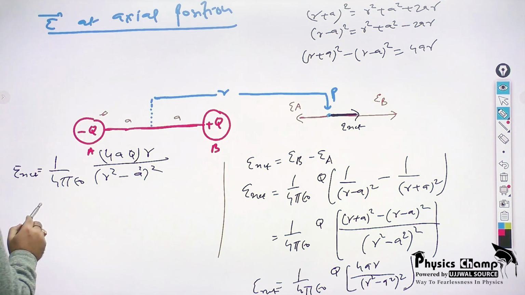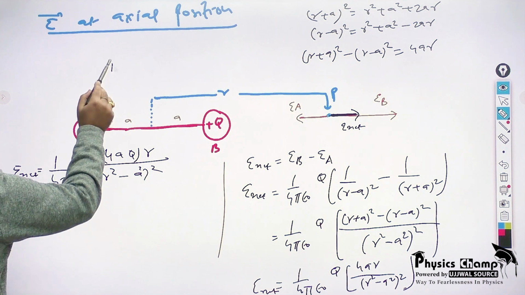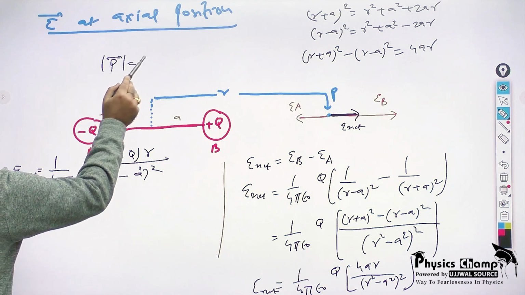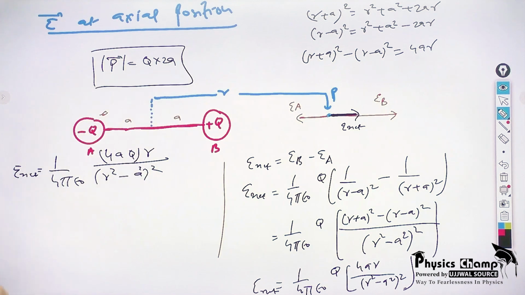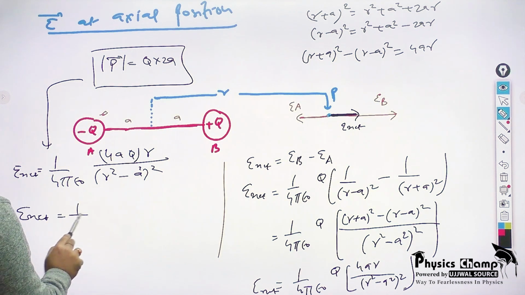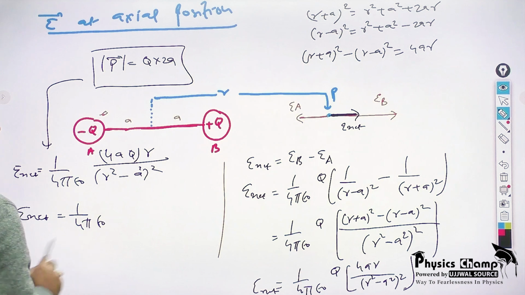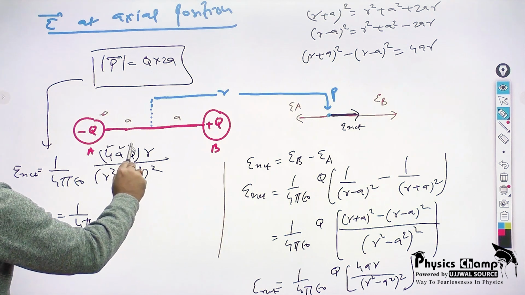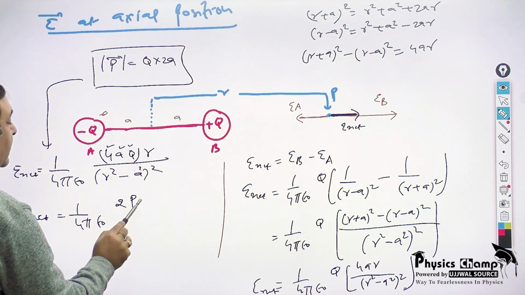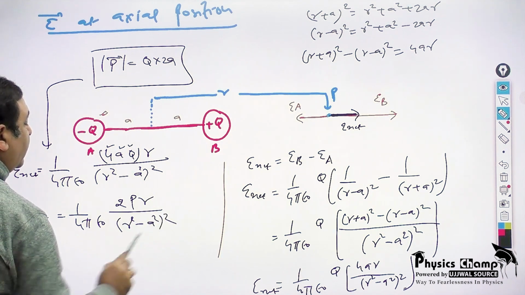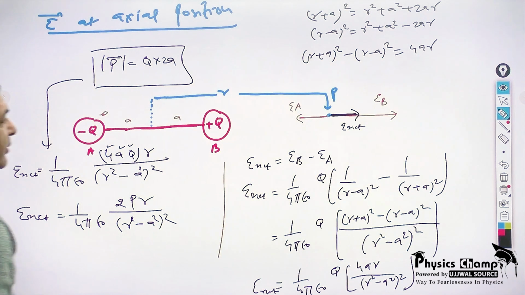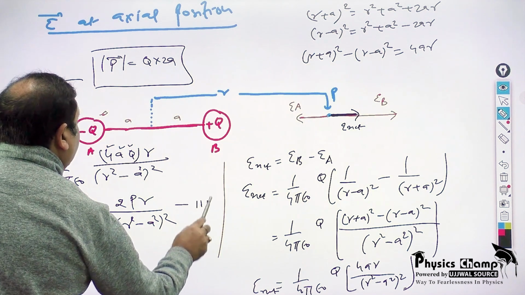Here I know the value of the dipole moment was what? Q into 2a. We know it. So if I introduce this here, I will say the net electric field will be 1 by 4 pi epsilon naught, 4aQ can be called 2p, into r by (r square minus a square) whole square. So I can call it equation number 3, the outcome.